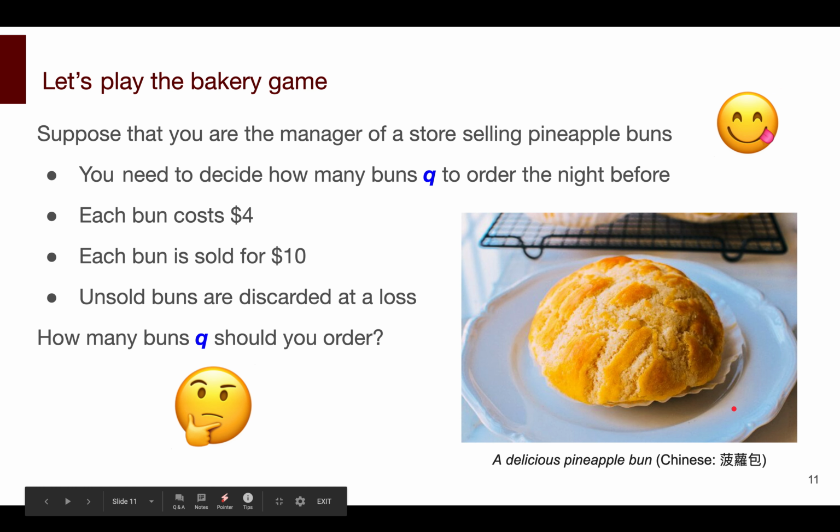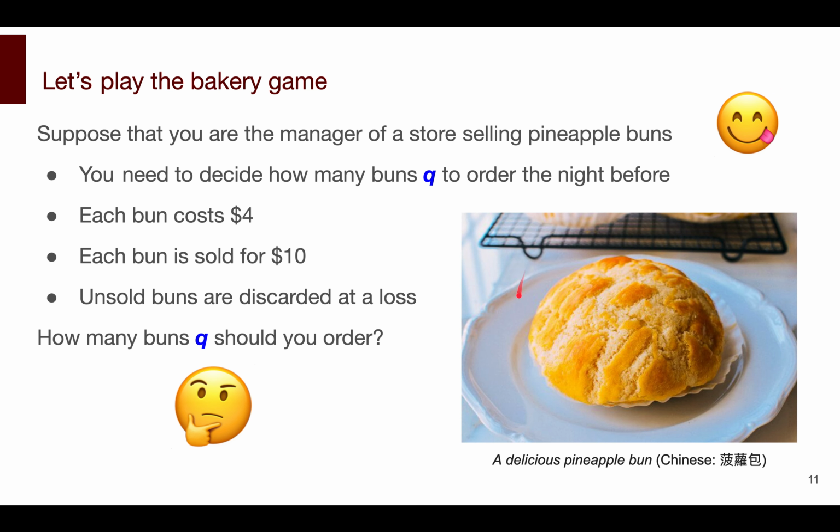A pineapple bun is delicious. It's a Hong Kong style pastry. And it's called pineapple bun, not because it is made using pineapple as an ingredient, but because the crispy topping kind of looks like a pineapple. So let's say you have to decide how many buns to order, and each bun costs $4 and is sold for $10. And buns that are unsold are basically discarded at a loss, so the salvage value is zero. So how many buns should you order?